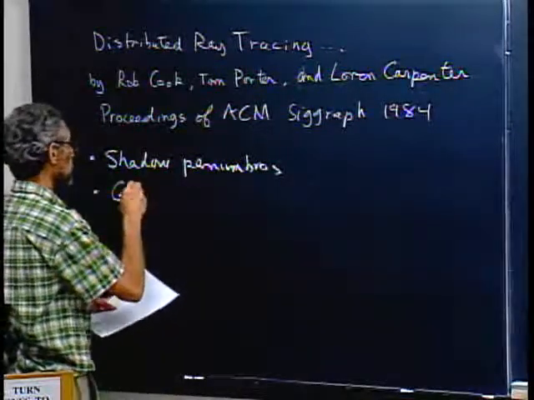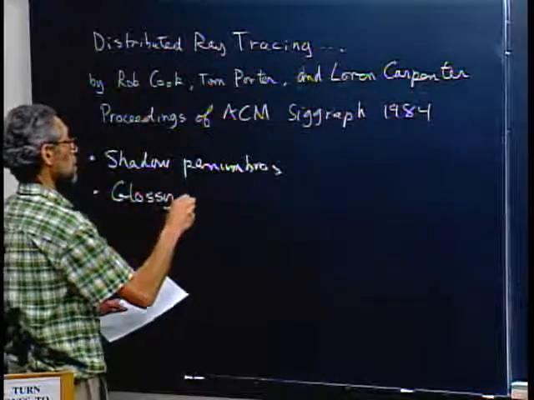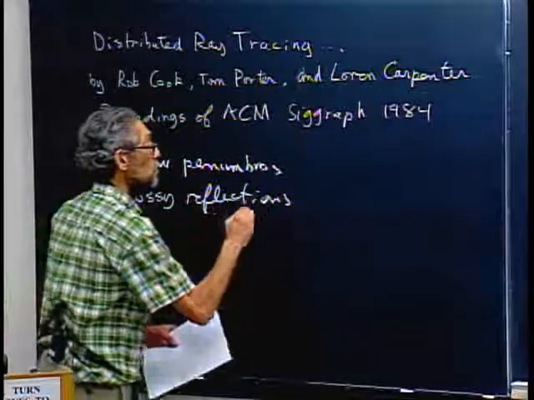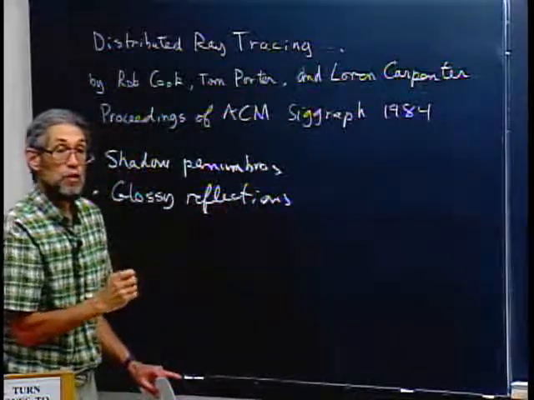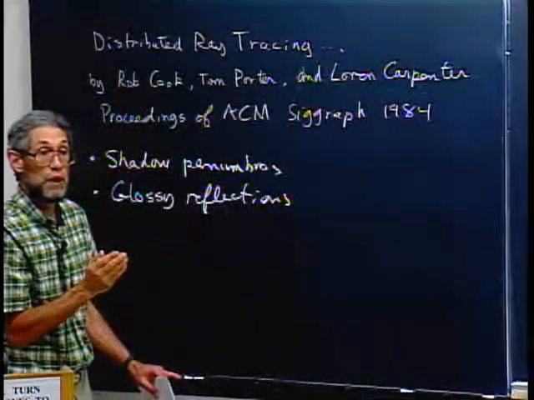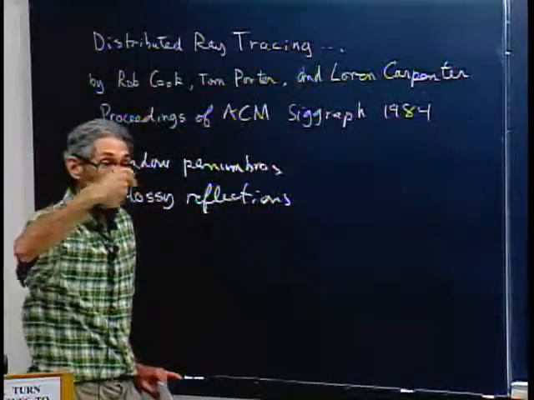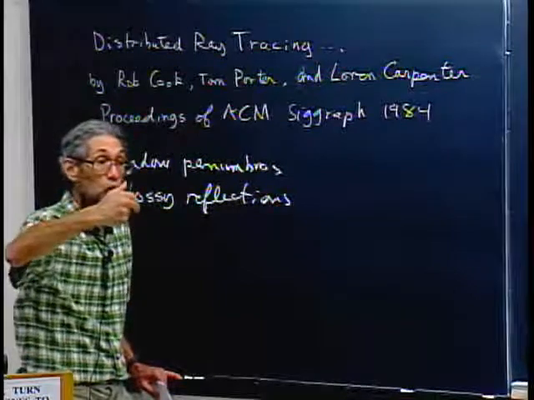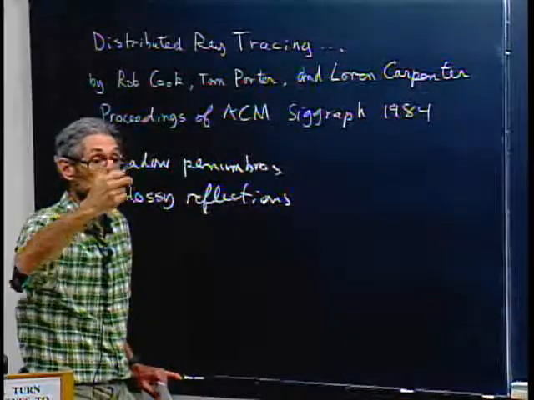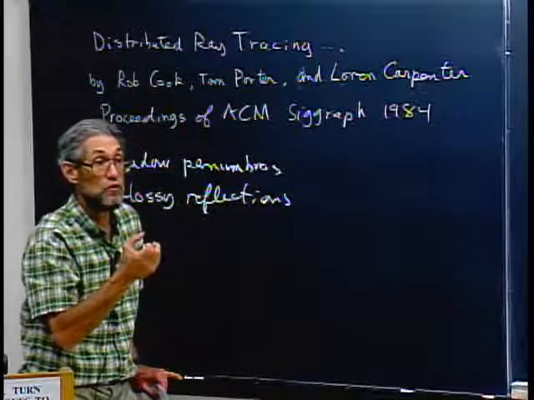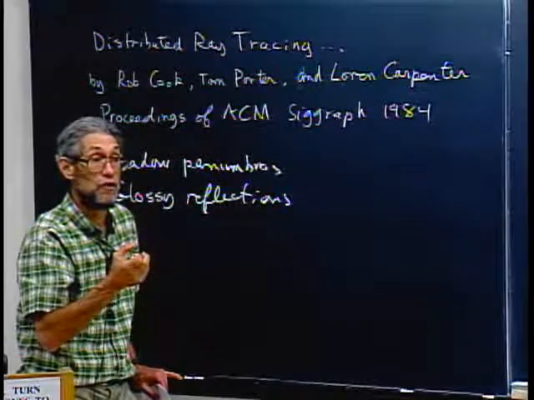Another was glossy reflections. That means if you don't have a perfect mirror, but you have something that's only slightly bumpy, the same effect gives you an imperfect reflection. You don't get a point highlight from a point light source. You get a sort of a Phong blur of the light source. You get a blur of everything else that's reflected.